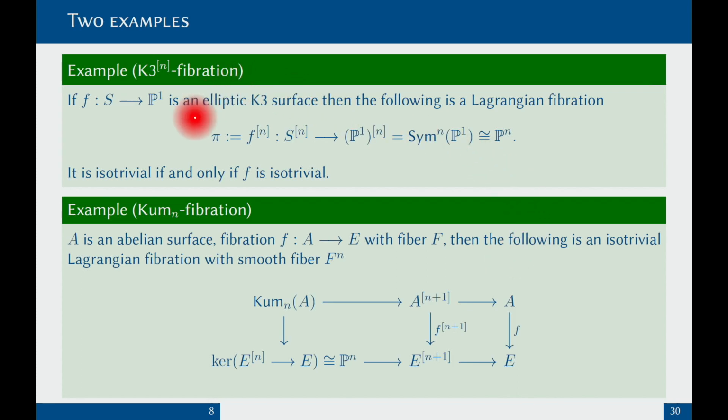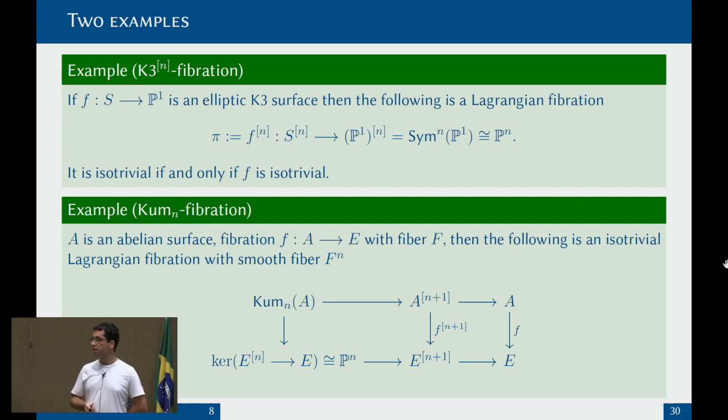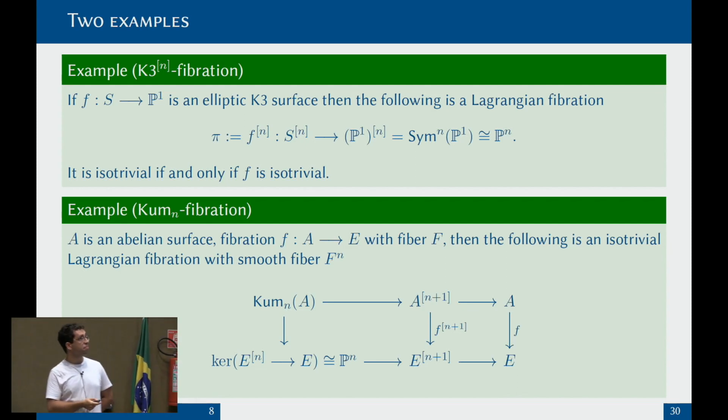So if I start with an elliptic K3 surface, and I look at the Hilbert scheme of n points on an elliptic K3, this is going to come with a Lagrangian fibration. So you can look at the map from the Hilbert scheme of n points on the K3 to the Hilbert scheme of n points on P1, which is just a symmetric product, which just gives you Pn. And this is going to turn out to be isotrivial if and only if the original fibration was isotrivial.